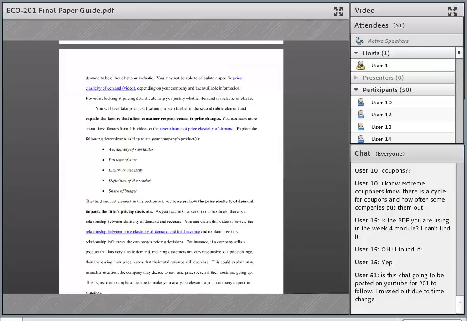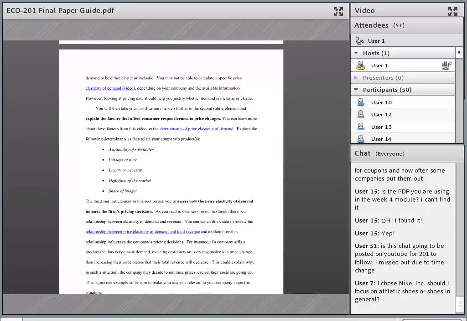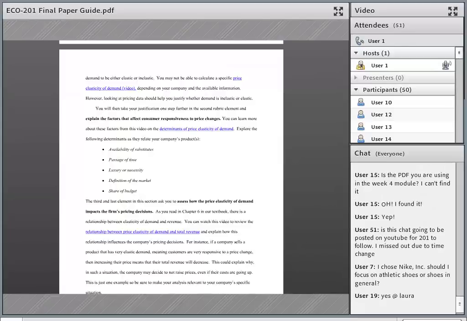So it's like clothing overall versus Levi's jeans, automobiles overall versus Ford Focus. The narrower you get, the more elastic the price elasticity of demand will be.